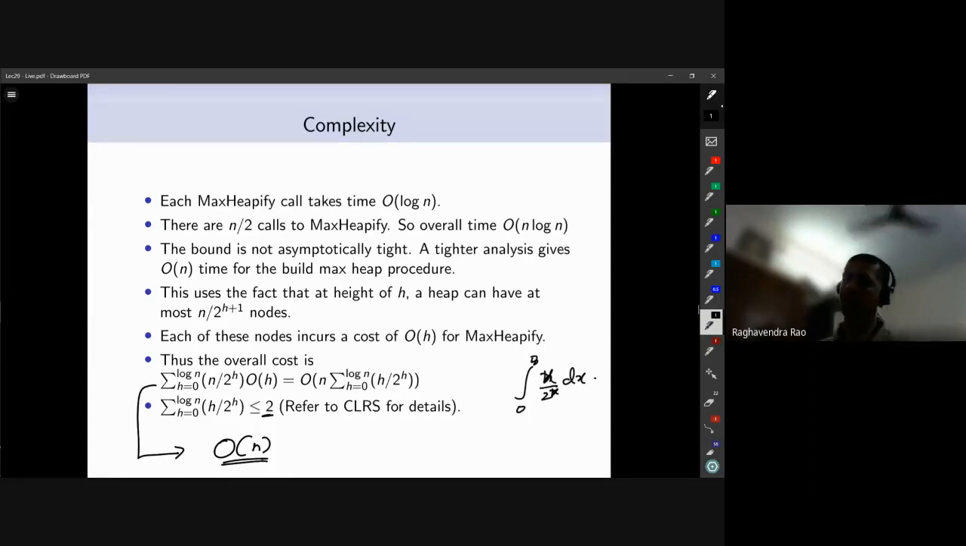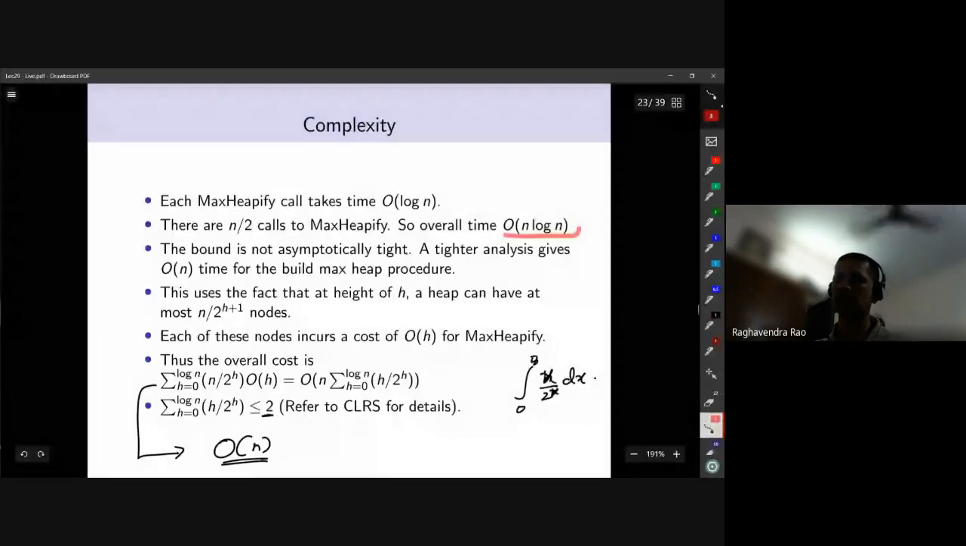Nevertheless, it is fine for our applications even if the complexity is n log n, because there are other dominating time bounds which will require order of n log n time. So that way it is not really crucial for us. But I request all of you to refer to CLRS for details of this. This is chapter number 6.